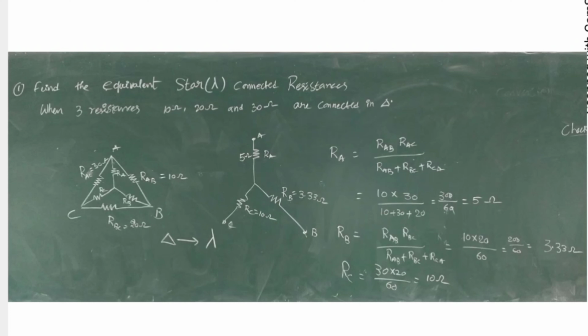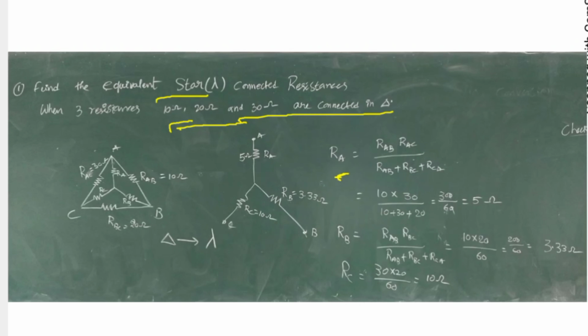Numerical problem on equivalent circuit from star to delta or delta to star. Let us find the equivalent resistance in star when three resistances 10 ohm, 20 ohm, 30 ohm are connected in delta. How to find the star equivalent resistance? The three resistances RAB, RBC, RAC of 10, 20 and 30 ohm are connected in delta. Now the equivalent resistances in star are RA, RB, RC.